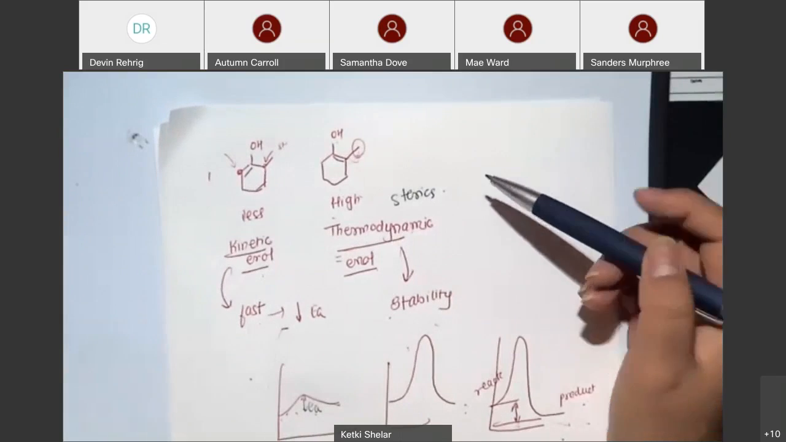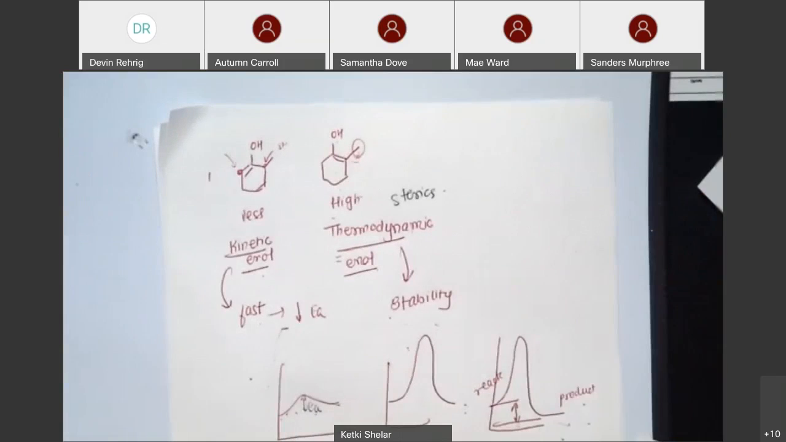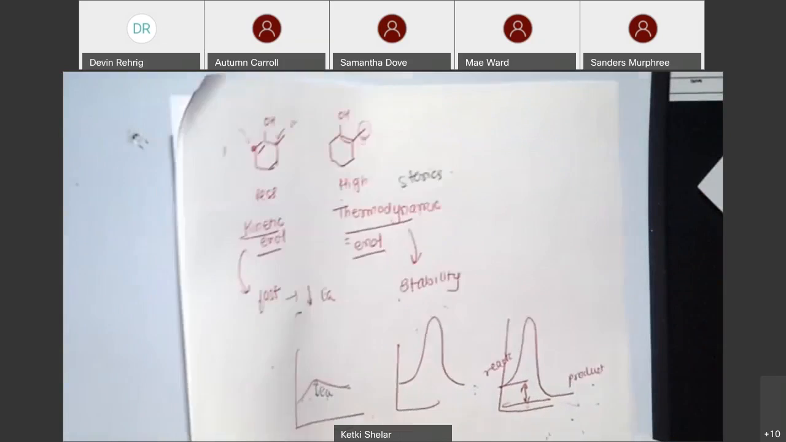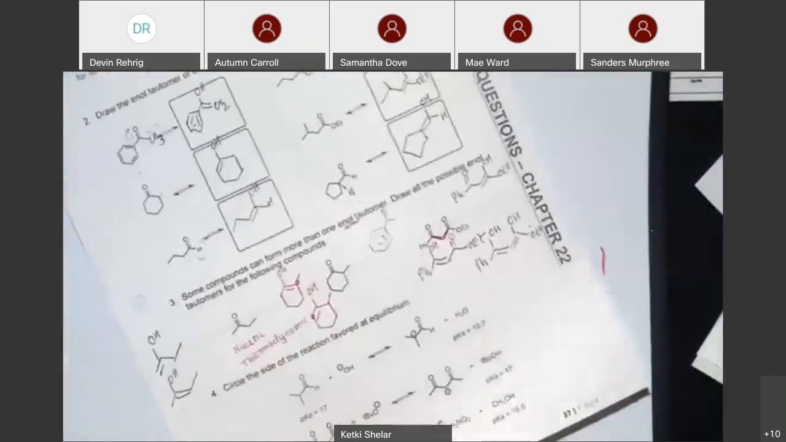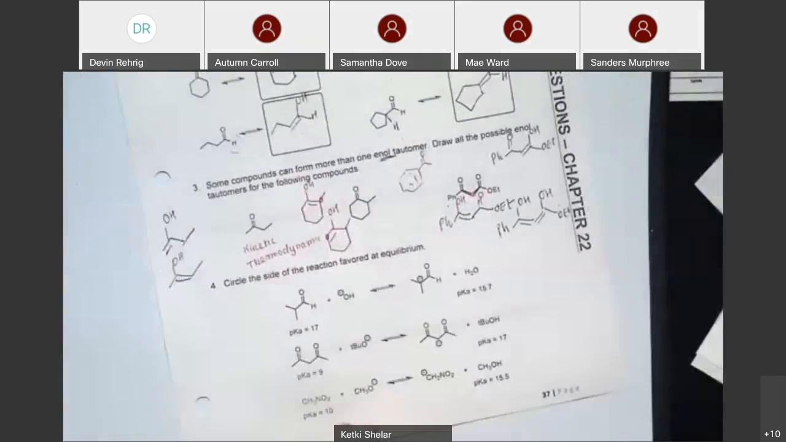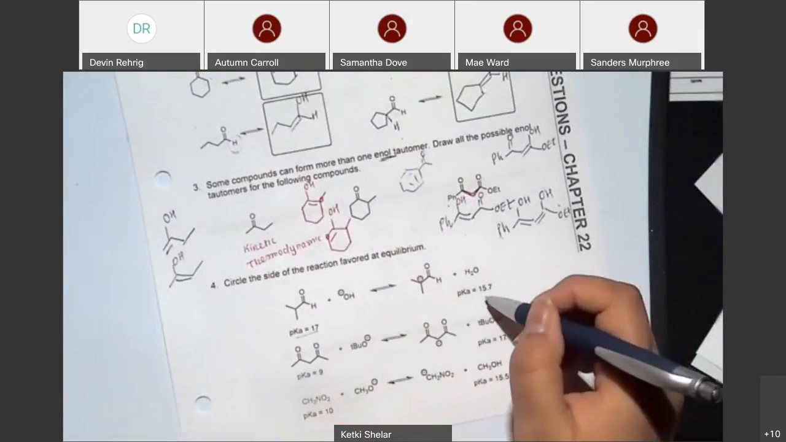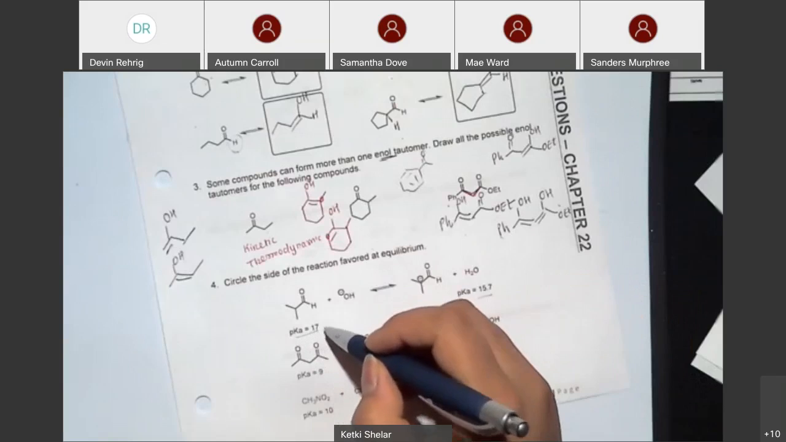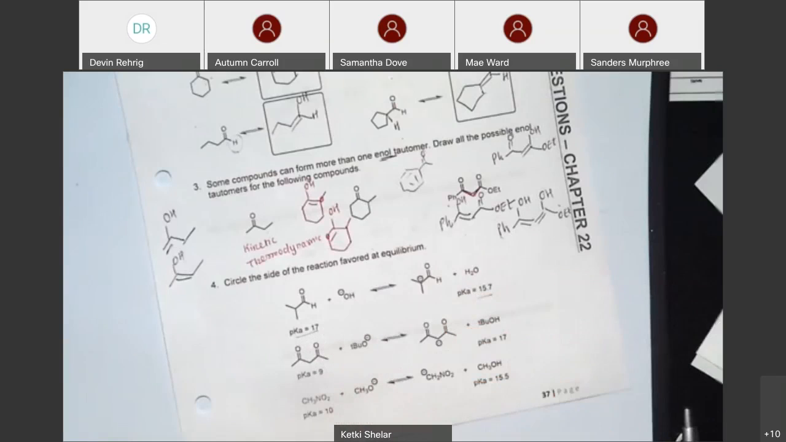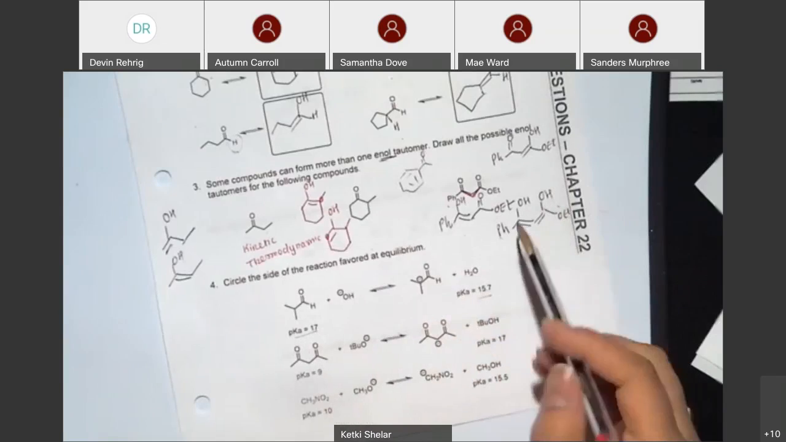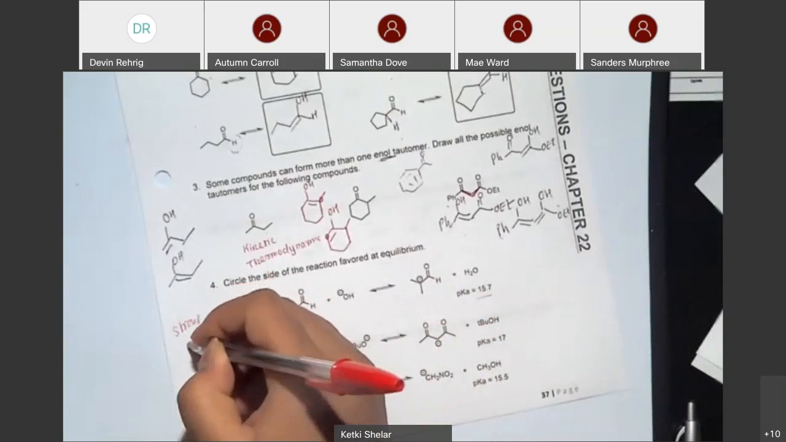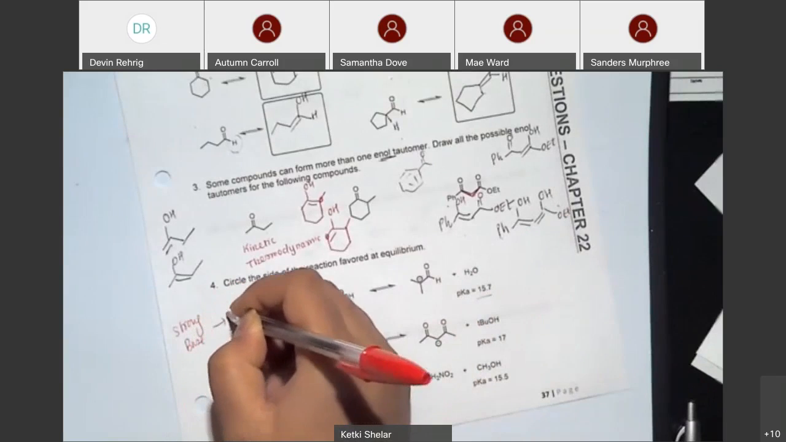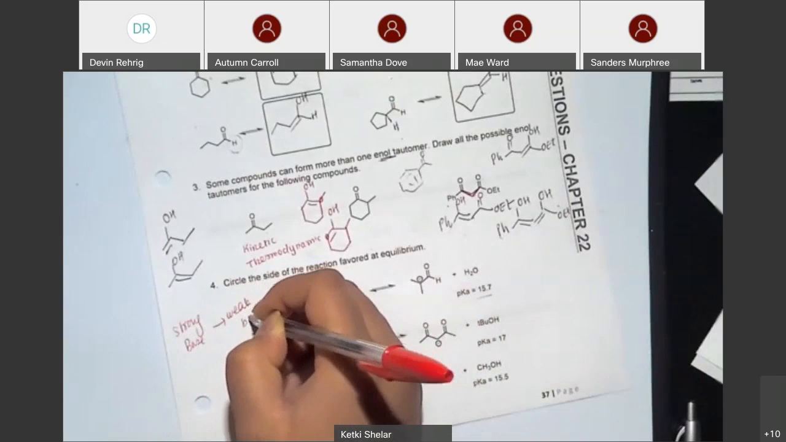Let's move forward now to the next question, which is: circle the site of the reaction favored at equilibrium. Here you need to see they have provided pKa. The pKa is 17 and the next is 15.7. So always the reaction occurs from strong base to weak base. That is the main basic thing.